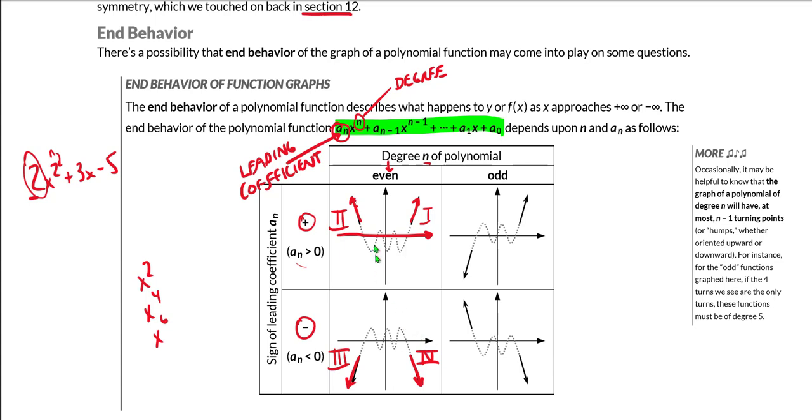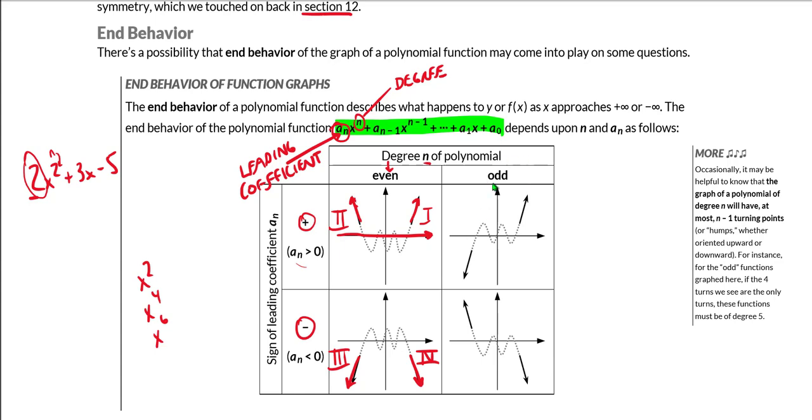So again, the two ends of the graph will leave the graph on the same side of the x-axis, both up or both down, and whether they go up or down will depend upon the leading coefficient's value. Positive, they'll both go up. Negative, they'll both go down.